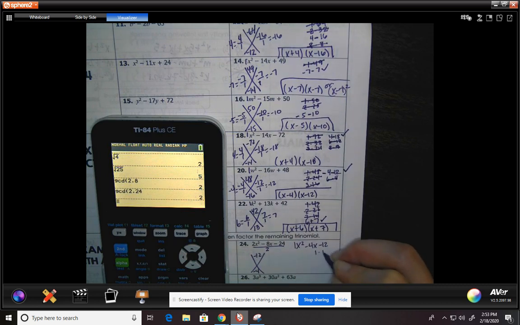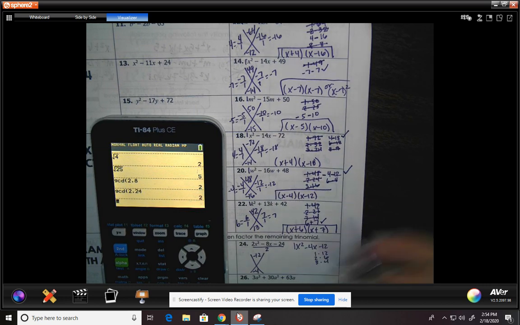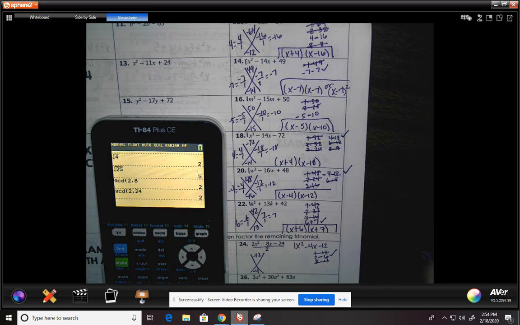So the factor pairs of 12 are 1 and 12, 2 and 6, 3 and 4. I need to add or subtract to negative 4. This pair would add to 13, subtract to 11. This would add to 8, subtract to 4, so possible. This would add to 7 and subtract to 1. Now, if I add these, that gives me 8. So if I do 2 minus 6, I would get a negative 4.